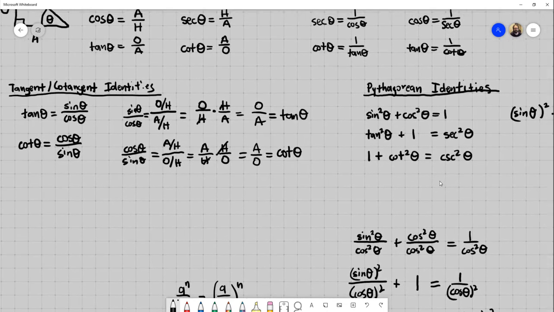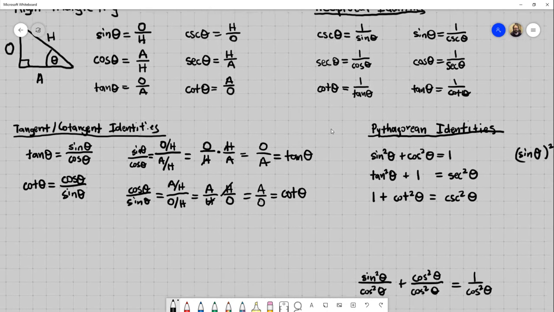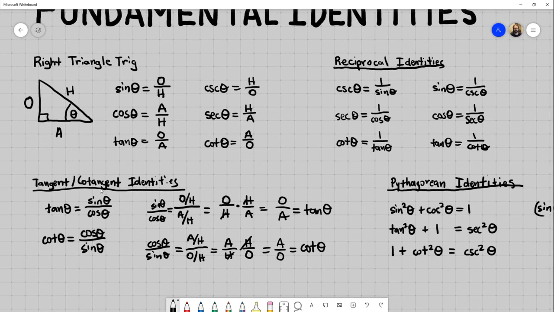So those are our fundamental identities. Again, the three batches: the reciprocal identities, the tangent-cotangent identities, and the Pythagorean identities. We're going to be working with these identities for almost the entire semester, and you're going to know these like the back of your hand. But I wanted to take the time in this video to show you where these identities come from, just to convince you that we're not making it up just to make your life hard. These identities do establish a relationship between the trig functions, and these relationships end up being very, very useful.